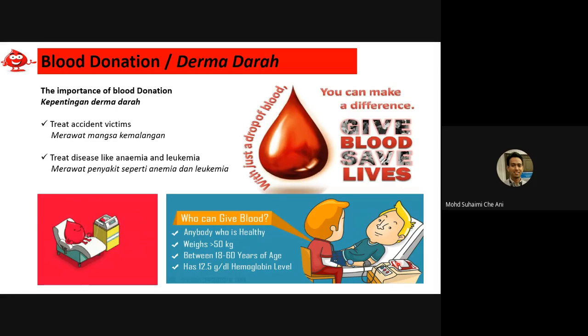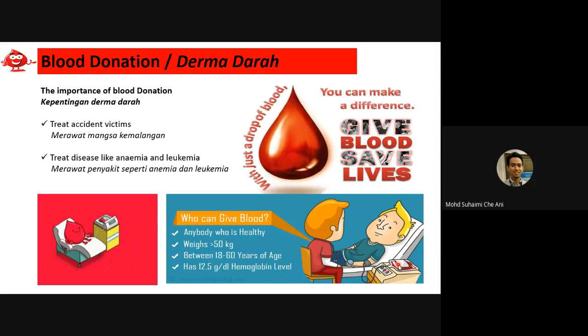Okay, alright. So who can give blood? Anyone who is healthy, and your weight must be more than 50 kg. Right? And then between 18 to 60. So you guys, if you want to donate blood, you need to wait for another 3 to 4 years before you can donate blood. But make sure that you are healthy and your weight must be 50 kilograms. Okay? And then you have 5.5 grams of hemoglobin level.